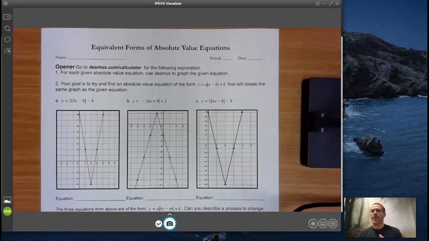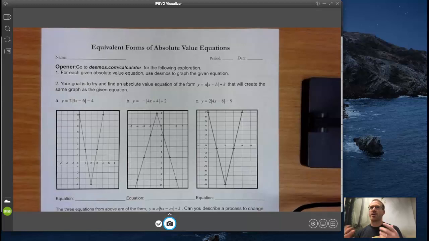All right, and we are back at it today. We are going to be looking at Unit 4, Lesson 2, which are equivalent forms of absolute value equations. And what you're going to see is that really what we want to do is try to find a way to get it into a form that we already know how to work with.